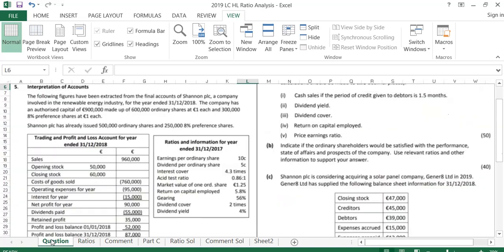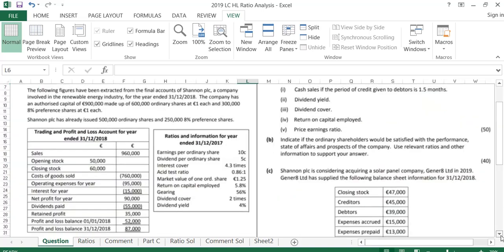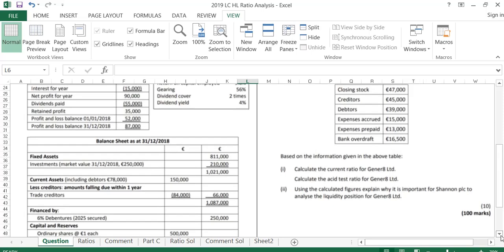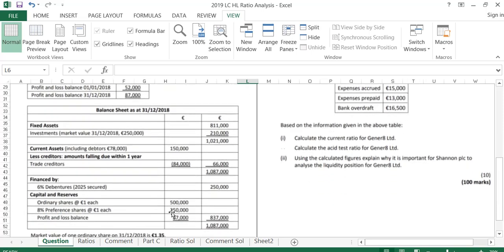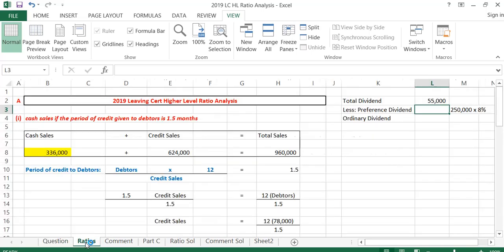We can work out the preference dividend because if we go down to the balance sheet, it tells us that their 8% preference share is 250,000. So the preference dividend is 250,000 by 8%, which is 20,000, which means that the ordinary dividend is the difference between the two of them. The ordinary dividend must be 35,000 because the ordinary and the preference make up the total dividend.